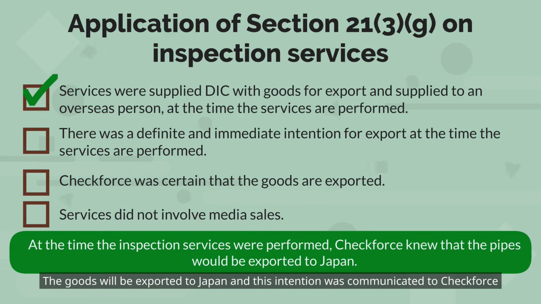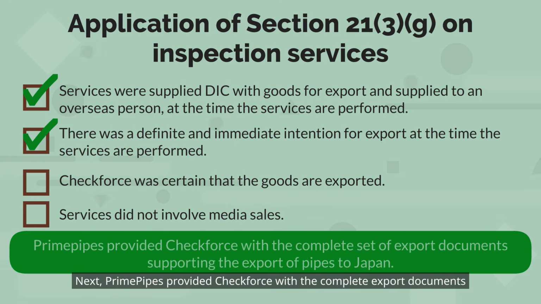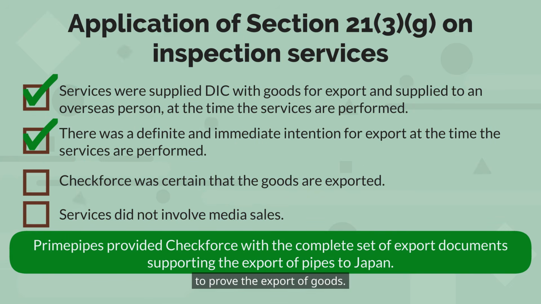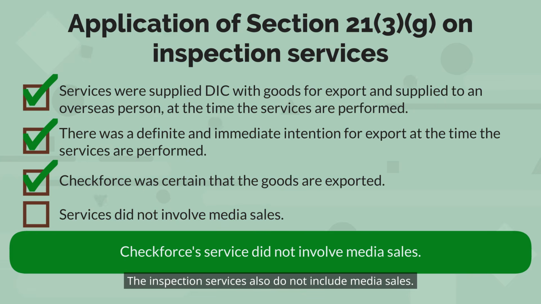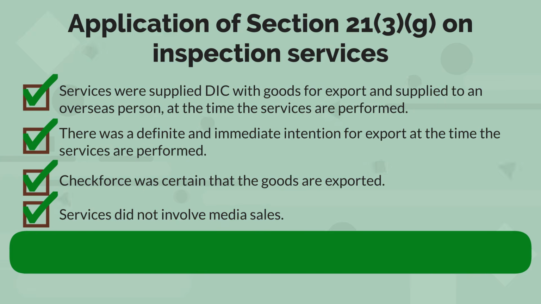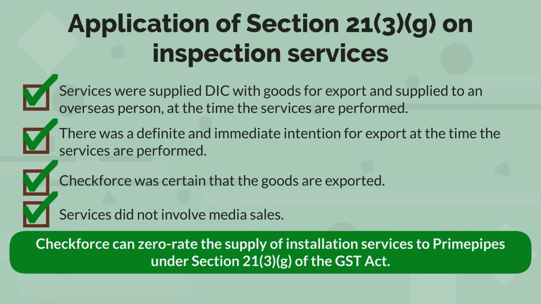The goods will be exported to Japan, and this intention was communicated to Checkforce when they were first engaged by Prime Pipes. Next, Prime has provided Checkforce with the complete export documents to prove the export of goods. The inspection services also do not include media sales. Checkforce's services qualify for zero rating under Section 21(3)(g), provided the required export documents and written confirmation are obtained within 60 days of completing the services.